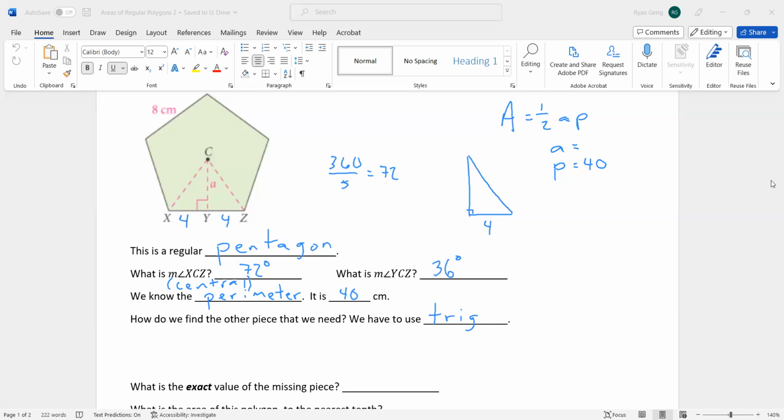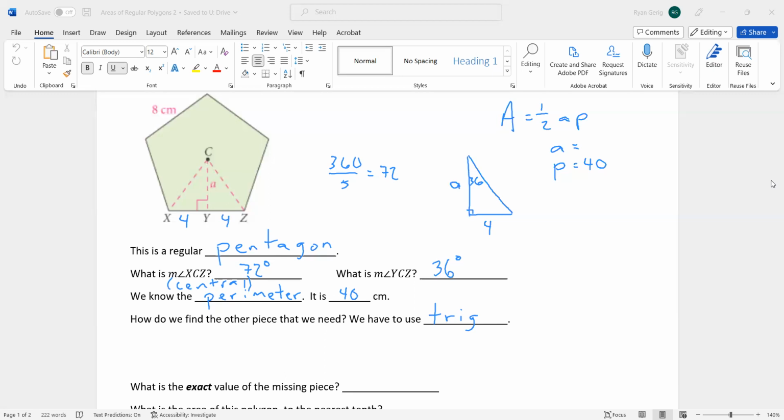A lot of people are going to look at that and say, oh, it's a short leg, and so my apothem's 4 radical 3. Well, that's only true if you have a 30, 60, 90 triangle. I don't. I have a 36-degree angle there. I can't find that missing side using a special right triangle. What can I use? I can use trig.